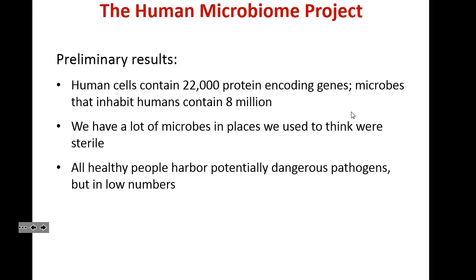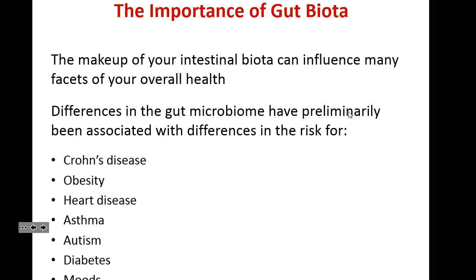The Human Microbiome Project. Preliminary results: human cells contain 22,000 protein-encoding genes, while microbes that inhabit humans contain 8 million. We have a lot of microbes in places we used to think were sterile. All healthy people harbor potentially dangerous pathogens, but in low numbers.